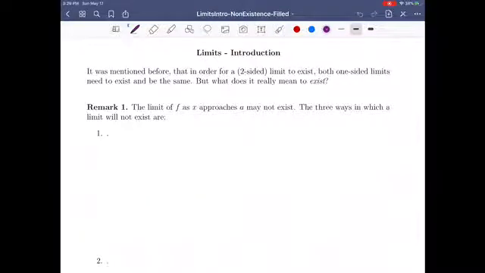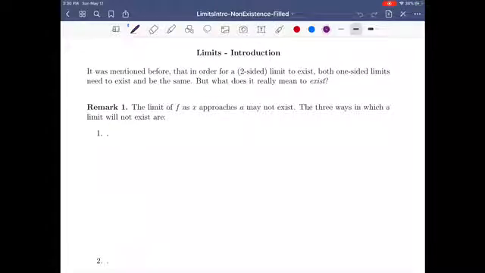In this video, we continue our introduction to limits, but we're going to focus on when the limits do not exist. Remember that we mentioned in the last video, in order for a two-sided limit to exist, both one-sided limits need to exist and be the same. But what we want to know is when would they not exist?